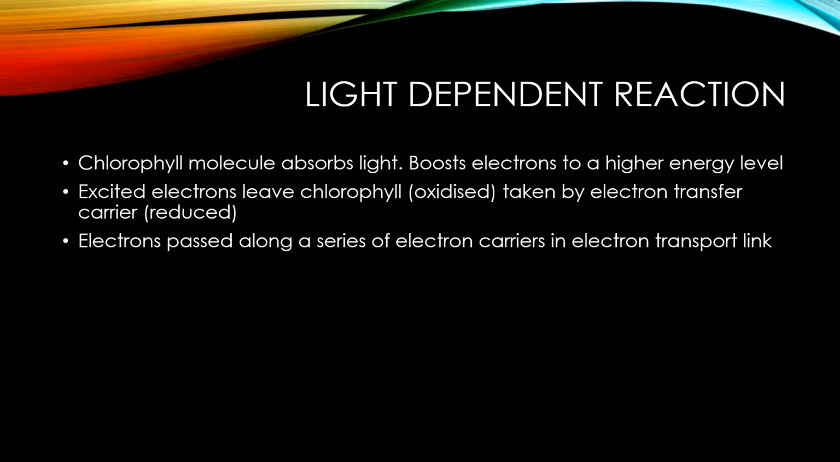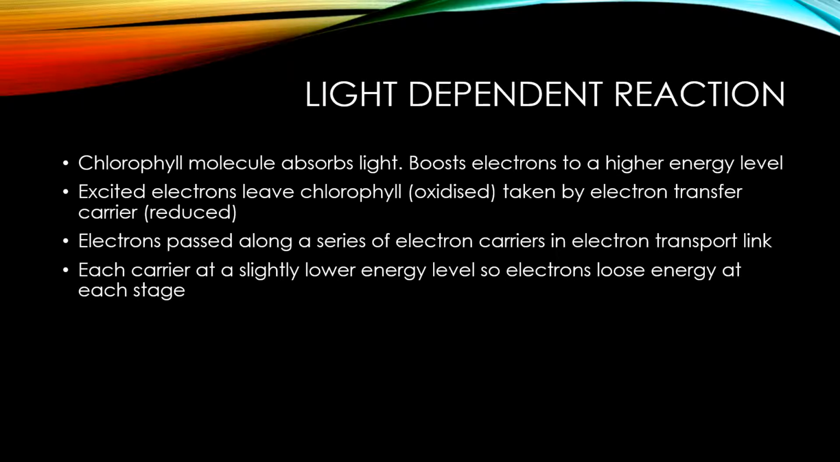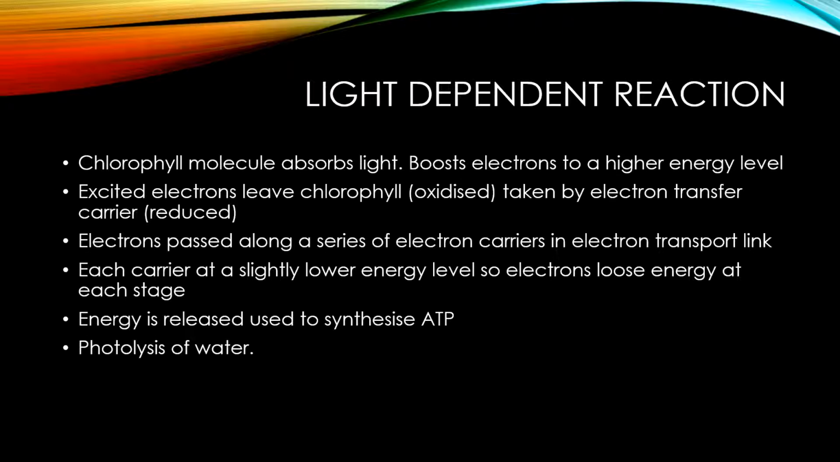Electrons pass along a series of electron carriers in the electron transport chain. Each stage is at a different energy level, which is slightly lower. So electrons lose energy at each stage. This energy is released and helps to synthesize ATP. And photolysis of water occurs, whereby energy causes the splitting of water, and the H plus is pumped from the stroma into the thylakoid, and this helps synthesize ATP, which will be explained more later.